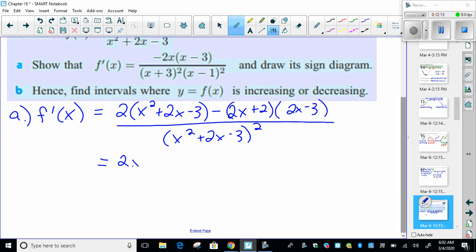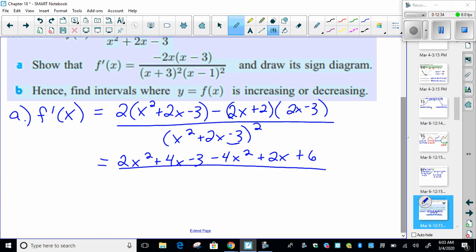So distributing that 2. And then I'm going to multiply 2x plus 2 and 2x minus 3, and then also send through that subtraction. So that ends up being minus 4x squared plus 2x plus 6. And then that is all over, and then this is a quadratic. I can factor that.